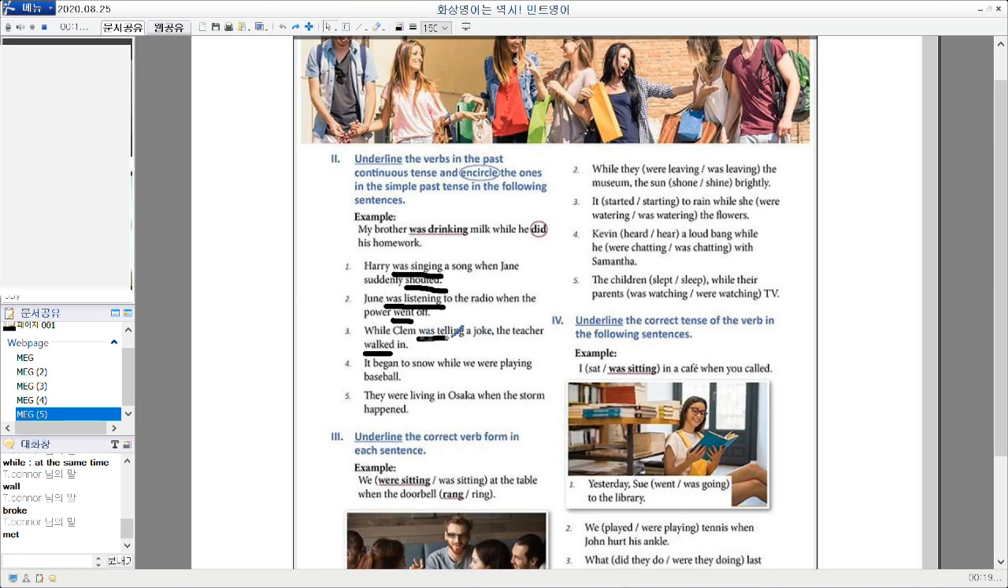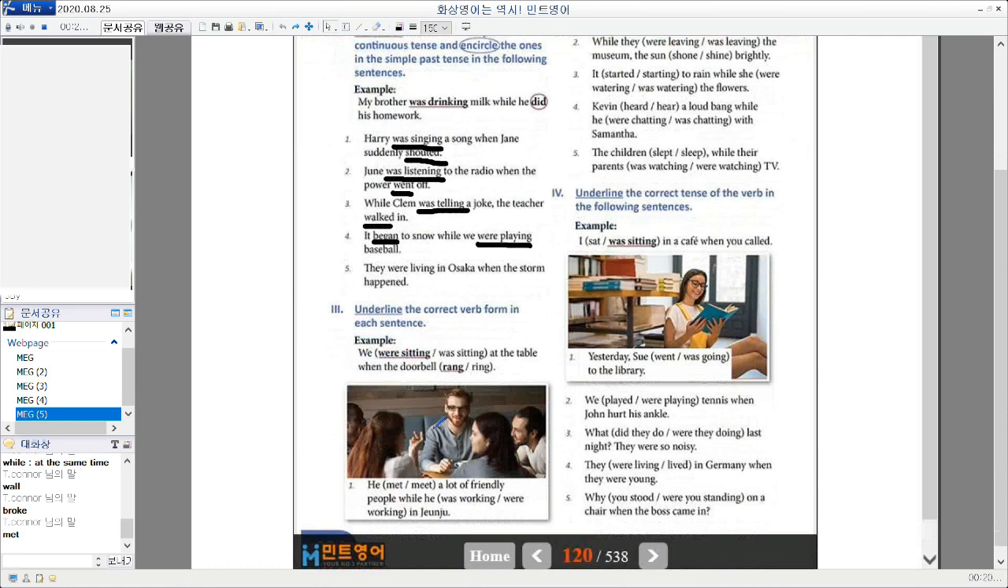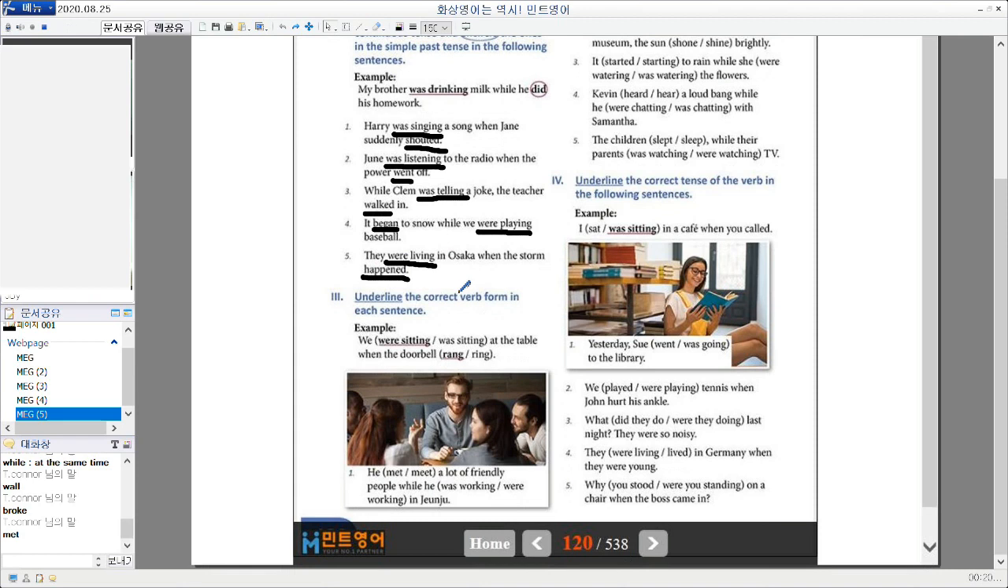Simple past. Past continuous. Good. It began to snow while we were playing baseball. Past continuous. Simple past. Correct. They were living in Osaka when the storm happened. Simple past. Were living is past continuous. There you go. So you now know the pattern for simple past and past continuous.